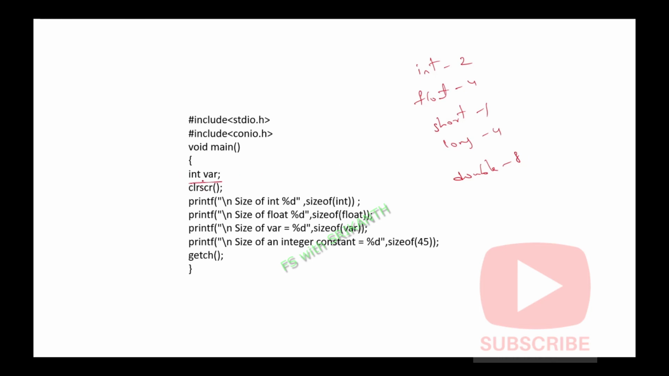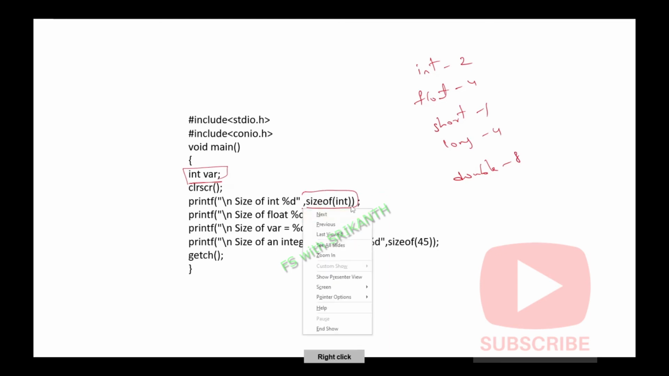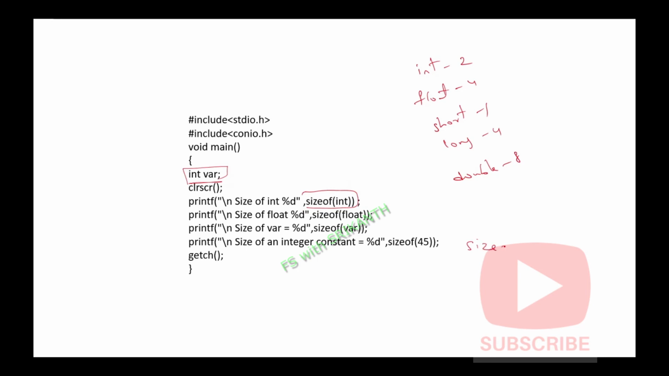First, int var. We are taking only one int variable and we are trying to print sizeof int. What is the value? 2, we know that. Output is 2. Next one, sizeof float we are trying to print. What is the size of float? 4 we are getting. Sizeof var. Var is nothing but the variable we declared, which is an int. What is the output? 2 only. The next one, sizeof 45.